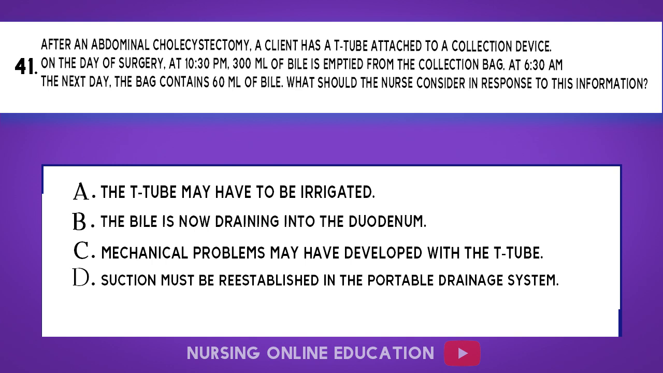A. The T-tube may have to be irrigated. B. The bile is now draining into the duodenum. C. Mechanical problems may have developed with the T-tube. D. Suction must be re-established in the portable drainage system.